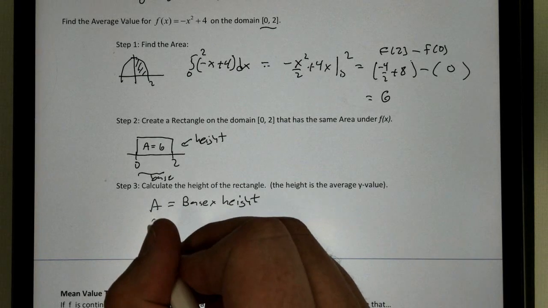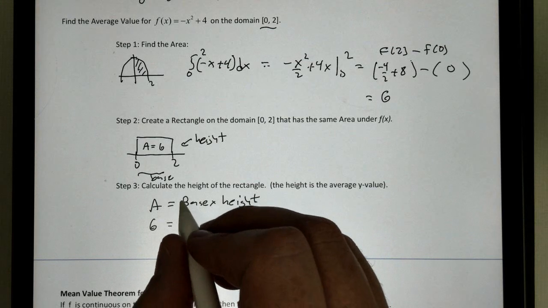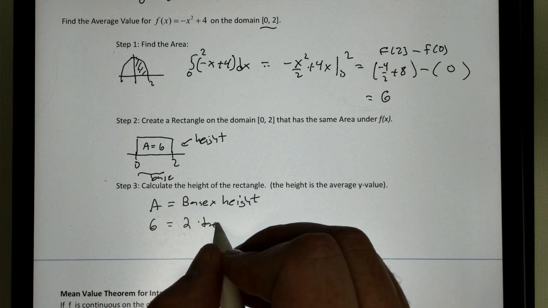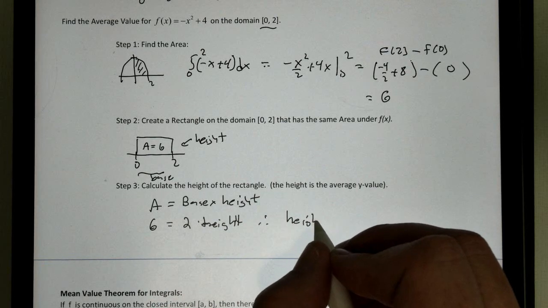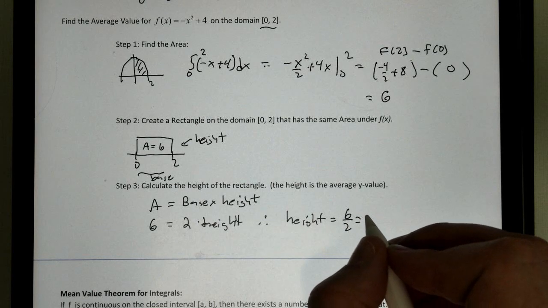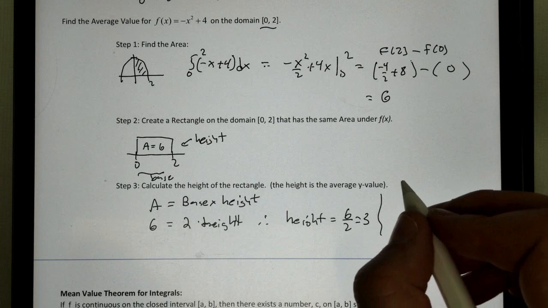So I take my area, take my base, which we know is 2, times the height. Therefore, I can calculate the height as being 6 divided by 2, or 3. And we can verify this using our little formula right here.